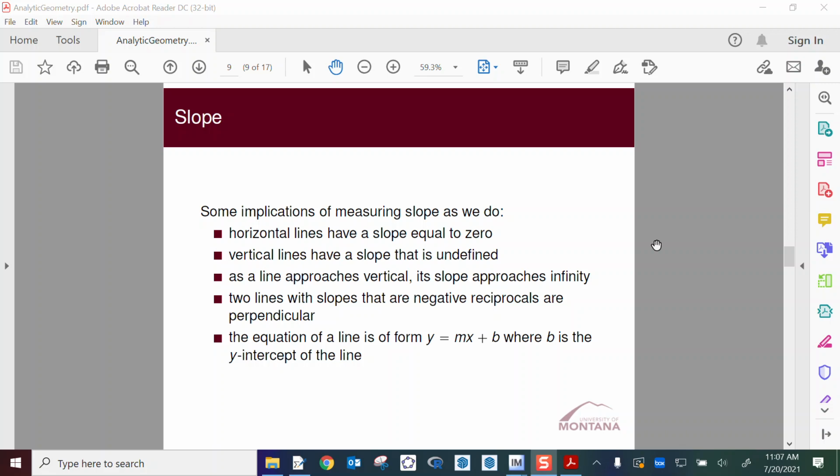And then two lines with slopes that are negative reciprocals are perpendicular. For example, a line with slope 3/4 and a line with slope -4/3 would be perpendicular.